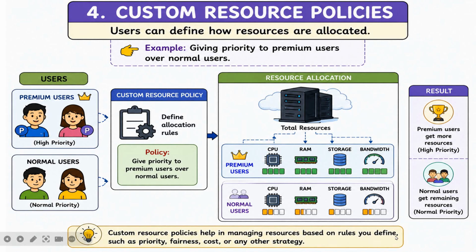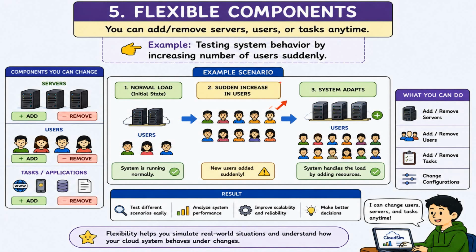So this feature is important because different cloud applications require different scheduling and allocation strategies. CloudSim allows researchers to test these policies before implementing them in real cloud systems, and it helps in studying fairness, quality of service, load balancing, performance improvement, and efficient resource management in cloud computing environments. So here, with the custom resource policies, users can define how resources are allocated. Next comes the flexible components.